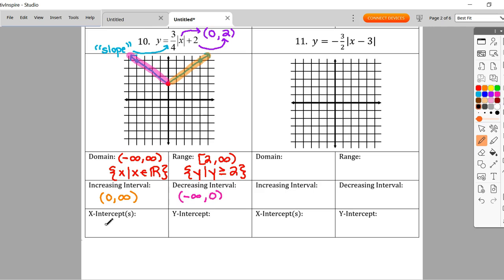X-intercept is going to be none again. It doesn't pass the x-axis. But the y-intercept is going to be that point we have here at 0, let me make that more bracket-like, 2.